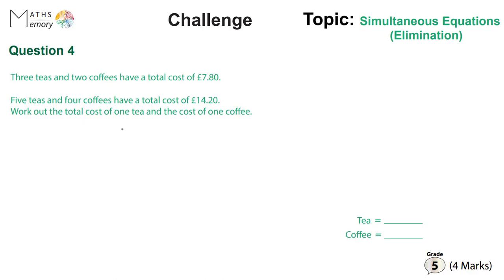Alright, so let's first of all structure this in terms of a simultaneous equation. Let's try to find two variables. They're quite easy to find. T for teas and C for coffees.